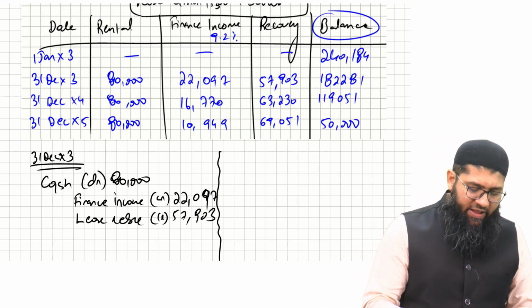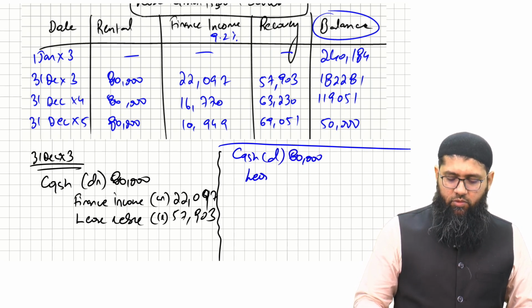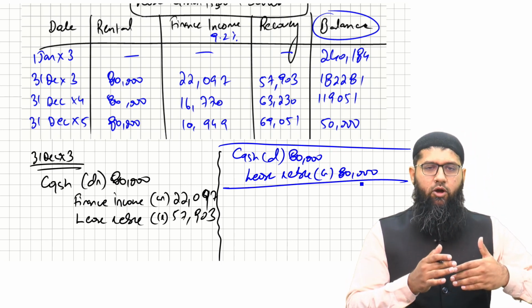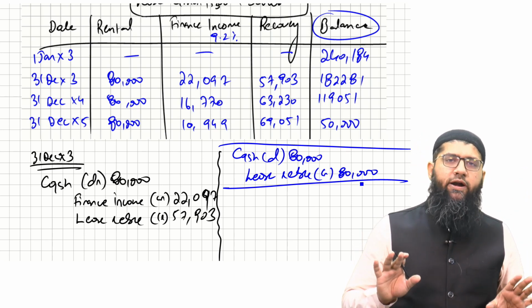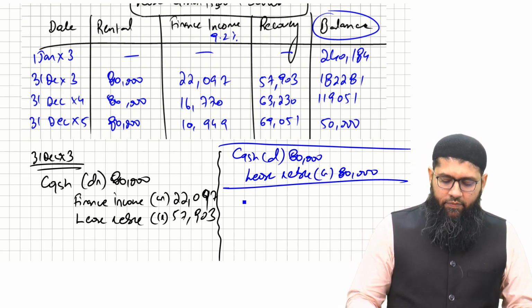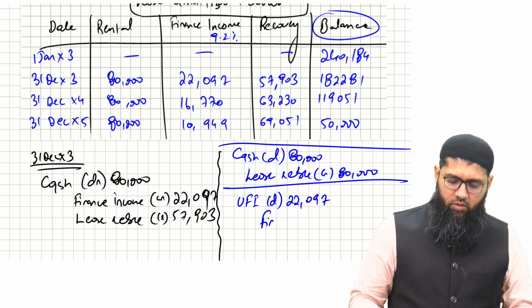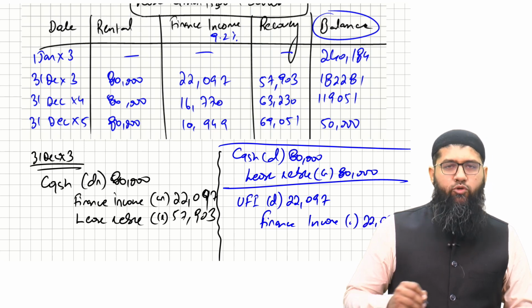The double entries are passed like this. Let me just guide you. You would say cash debit by 80,000, lease receivable credited by 80,000. Why? Because the lease receivable was originally recorded at gross investment in the lease. It was not recorded at net investment in the lease. Then you would say unearned finance income debit by 22,097, finance income credit by 22,097.